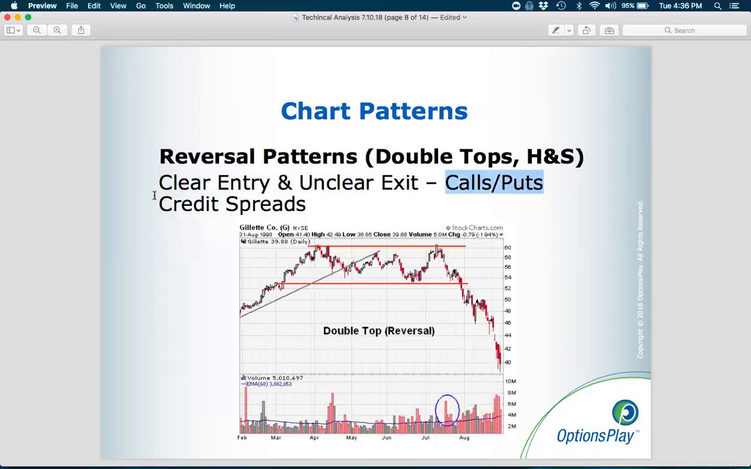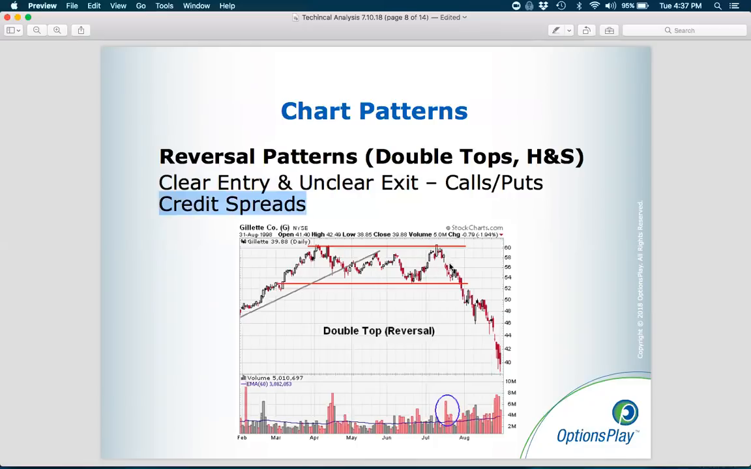The other way to look at double tops is that when it hits that top, you're basically saying, I don't think it's going to go above 60. And if that's the case, you can always sell a credit spread, and the credit spread will basically profit as long as the stock doesn't go above 60.